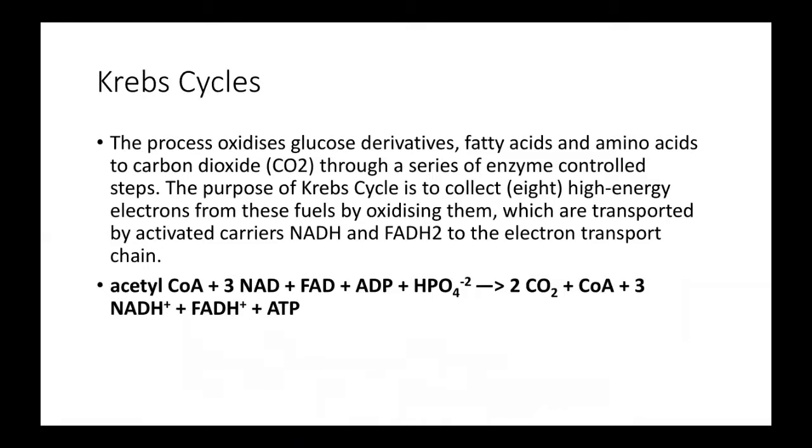The Krebs cycle is a process that oxidizes glucose derivatives, fatty acids, and amino acids to carbon dioxide through a series of enzyme-controlled steps. The purpose of the Krebs cycle is to collect 8 high-energy electrons from these fuels by oxidizing them, which are transported by the activated carriers NADH and FADH2 to the electron transport chain. Here's an overall equation of the whole cycle.